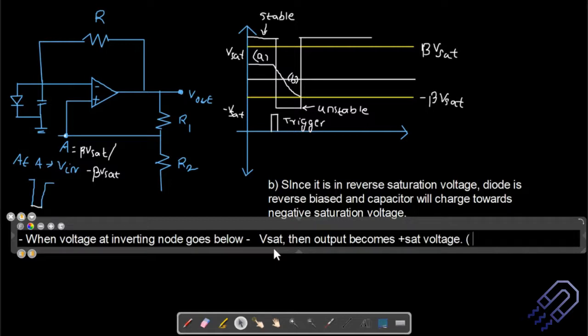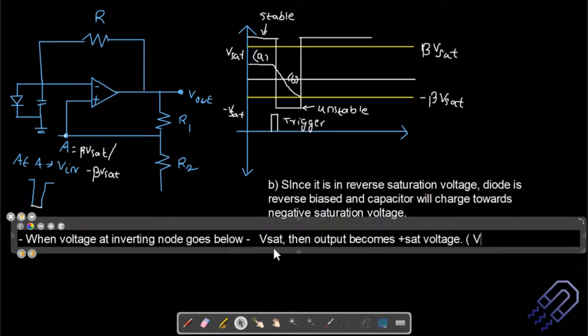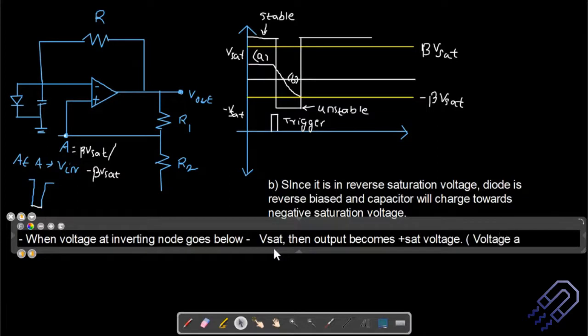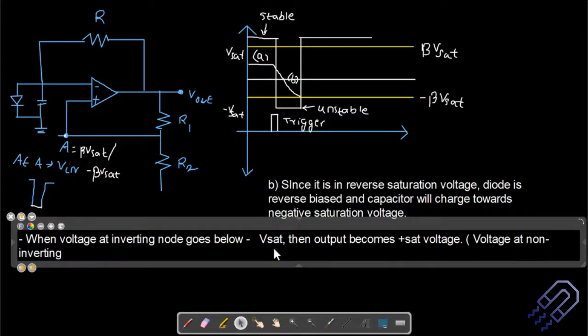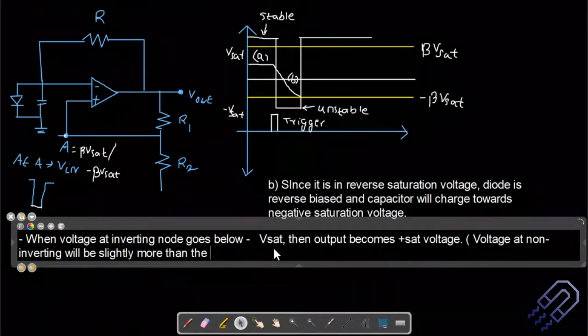Since the voltage at the non-inverting node will be slightly more than the inverting node.